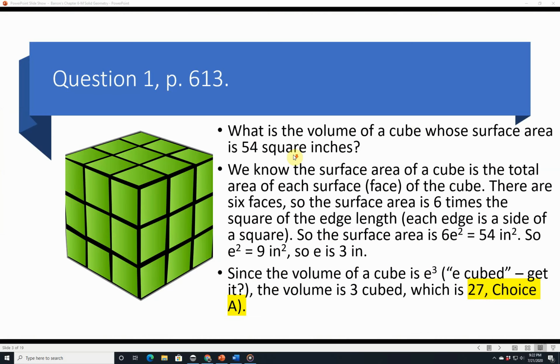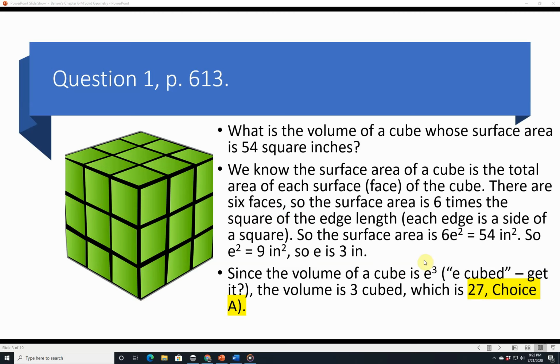All right, so let's go ahead here. Question 1, page 613. What is the volume of a cube whose surface area is 54 square inches? Well, we know the surface area of a cube is the total area of each surface or face, so each one of these big squares here. So the surface area is 6 times the square of the edge length, so this would be the edge length. Obviously, the area of one of these squares is just this edge times another edge. Since they're all the same, it's just this squared. Get it? Ha ha ha.